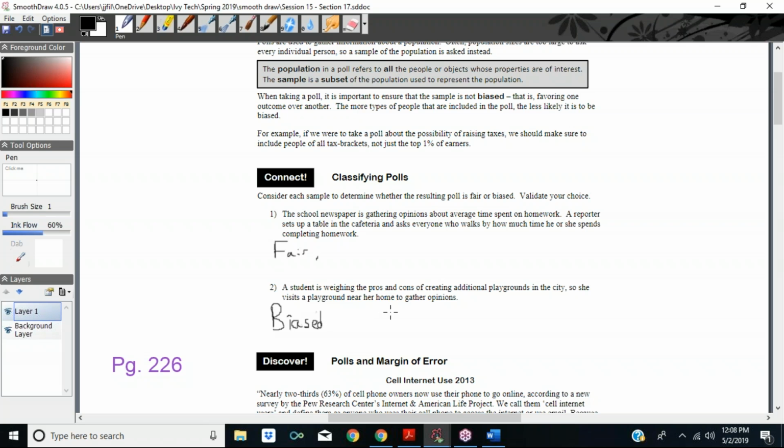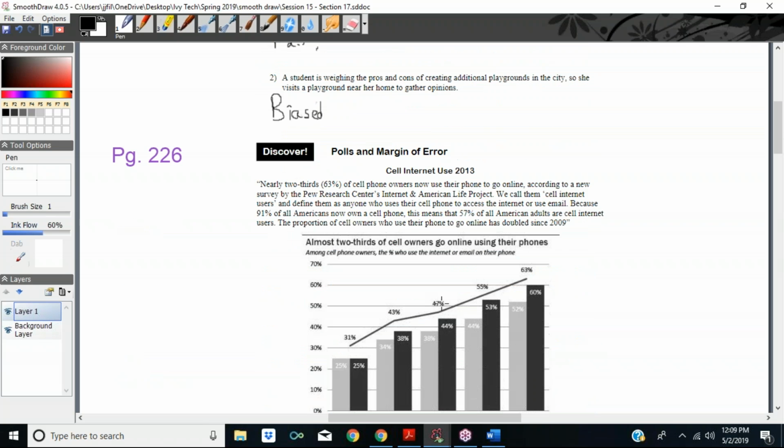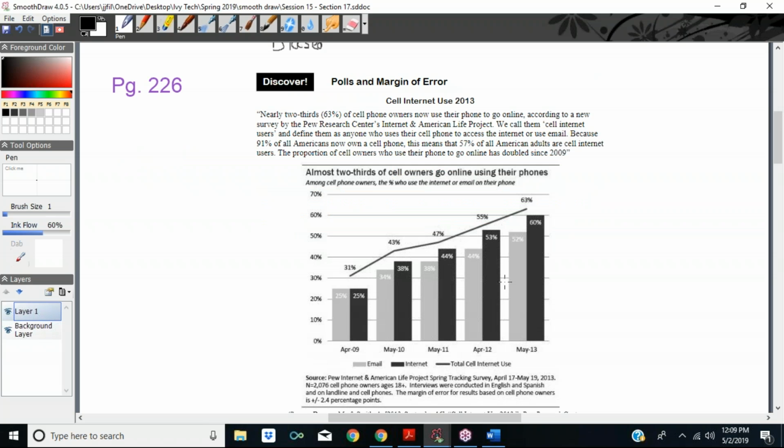So this poll would be biased. And think about it. If this person is looking at pros and cons of an additional playground in the city in general, then visiting only one playground where she lives isn't getting the whole gamut of opinions. It's only getting whatever socioeconomic people that live around her neighborhood think. It's not getting it from all the different areas of the city. So it is biased, yes. So if we flip over to page 226, we're going to look at a particular poll here and then answer some questions about it.